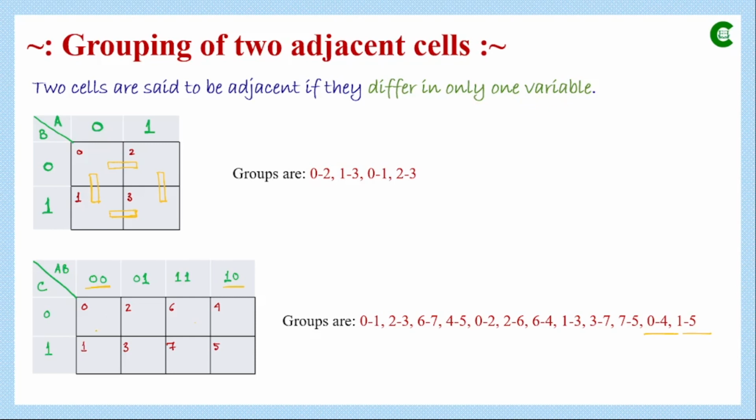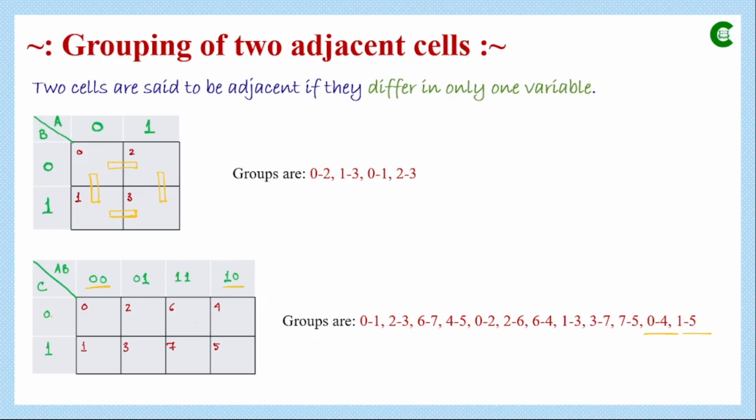This K map is for 3 variables, but if we look at the values of this cell and this cell, then the value for A is 0, the value for C is also 0, and B is 0. But for this cell, the value of A is 1, which changes, the value of B is 0, which remains the same, and the value of C is also 0, which also remains the same. That means the change in value is only for variable A.